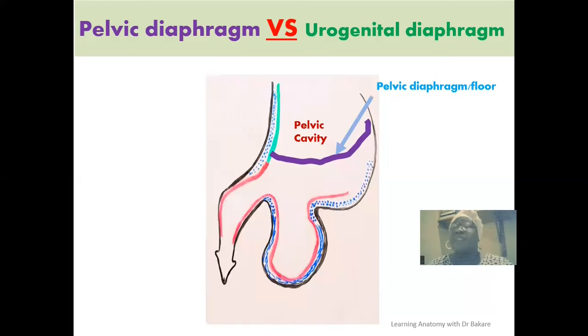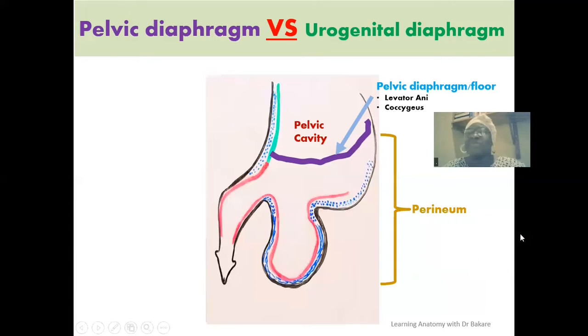This is made up of a collection of muscles, and this includes the levator ani muscle and the coccygeus muscle. So these two muscles form the structural component of the pelvic diaphragm, which is also referred to as the pelvic floor. So we have a specific region that is located inferior to the pelvic floor or the pelvic diaphragm, and this is what is demarcated here at this point. This region is referred to as the perineum. This perineum is a space that is located inferior to the pelvic floor or the pelvic diaphragm.